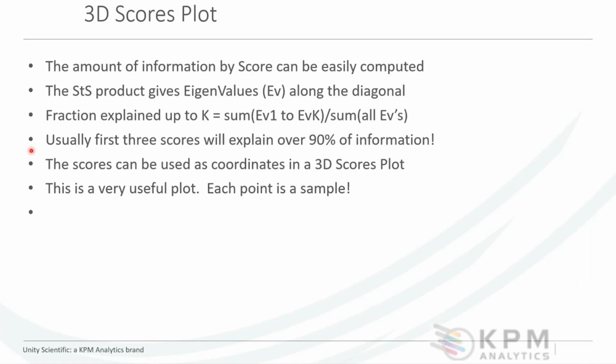The first 3 scores will normally explain over 90% of the information. It's a very useful plot, and each point is a sample. So that's a visual representation of what we're doing through this feature extraction, or this mathematical reduction. We're going to find that it's going to be very useful once we get into our regressions. Okay.